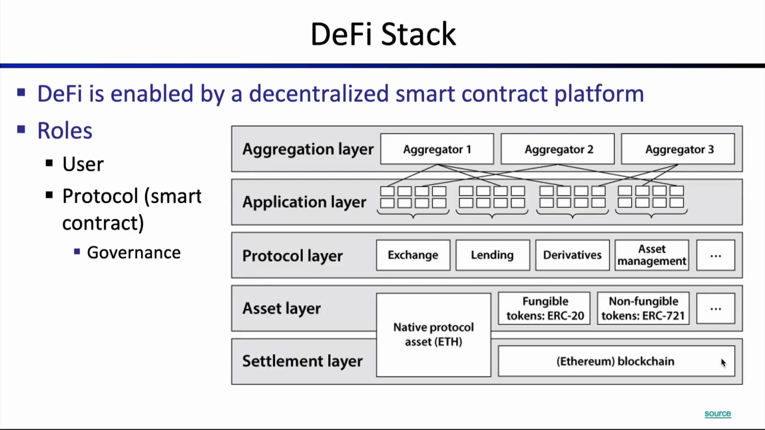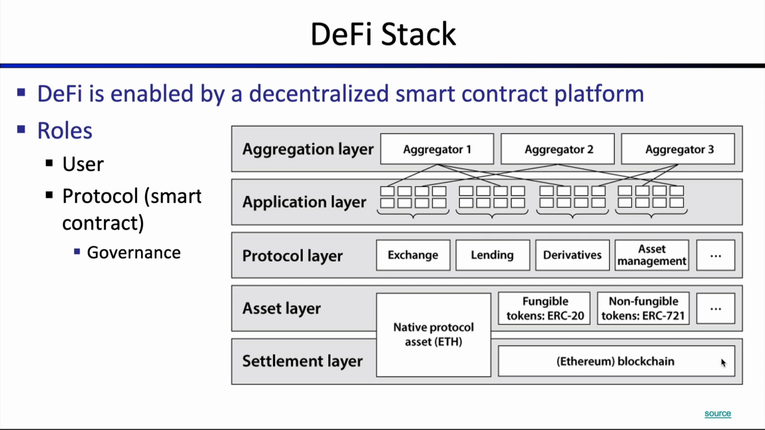So the DeFi stack, if you look at this graph here, is really like an intertwined ecosystem of a settlement layer, where we have a blockchain that can be, for instance, an Ethereum blockchain or any EVM-based blockchain or any smart contract-enabled blockchain, which on top of it has an asset layer that's typically highly intertwined through a native protocol asset. So Ether is an example, but there may be many others.